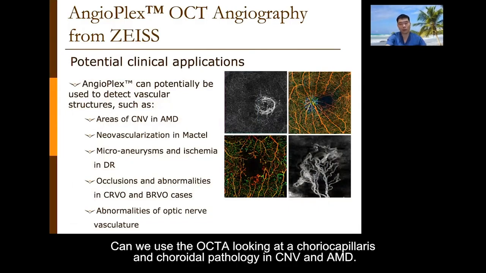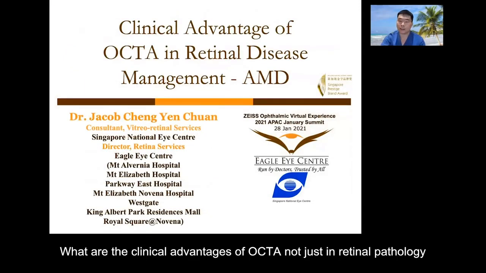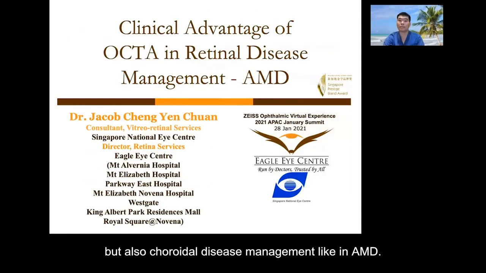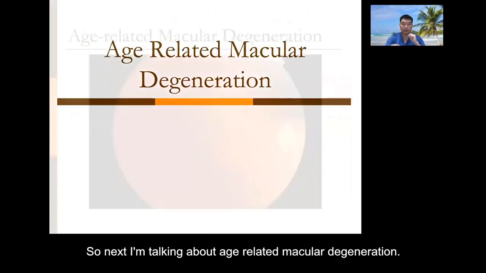How about, can we use the OCTA looking at the capillaries and choroidal pathology like in CNV in AMD? What are the clinical advantages of OCTA, not just in retinal pathology, but choroidal disease management like in AMD? So next I'll talk about age-related macular degeneration.